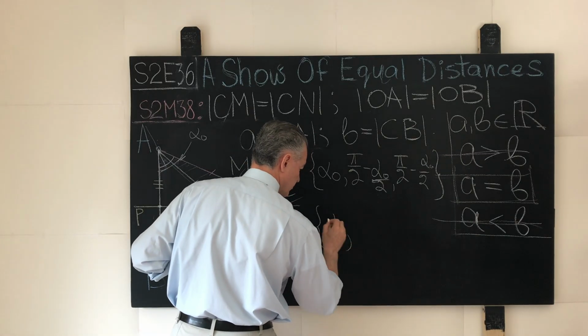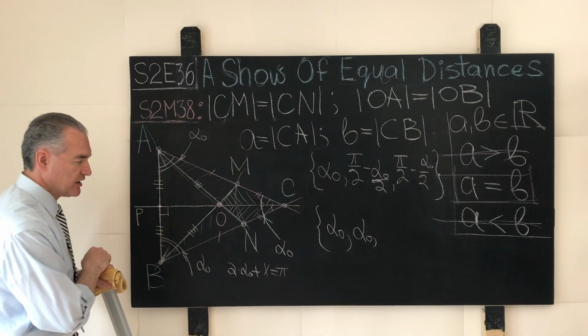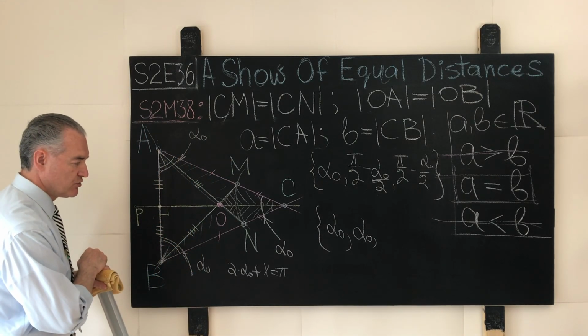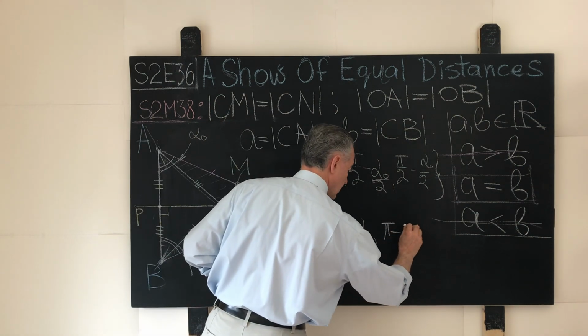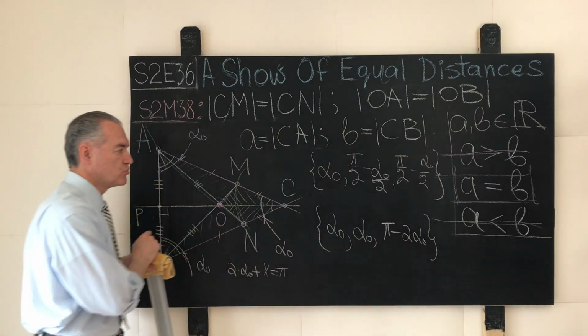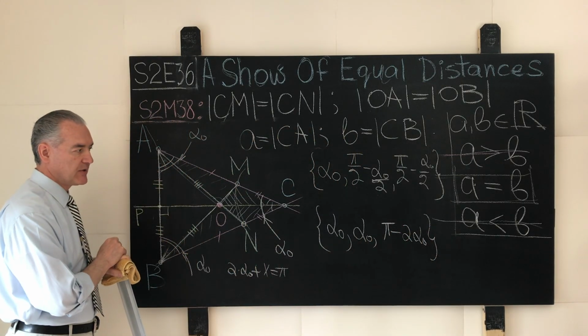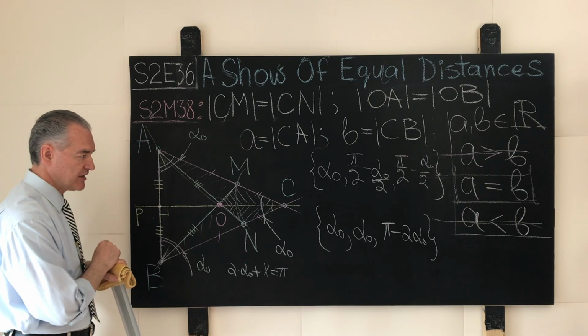Alpha 0 is the magnitude of the first angle. Alpha 0 is the magnitude of the second angle. And what is the magnitude of the third angle? It will be pi minus 2 alpha 0. These are two, in general, distinct sets of answers. The answer is not unique.